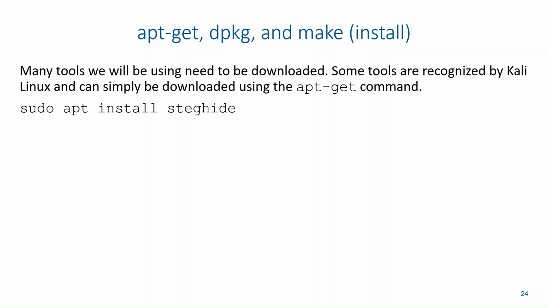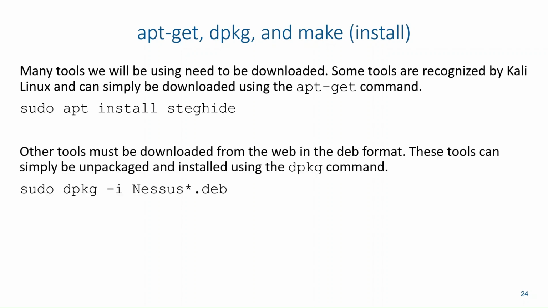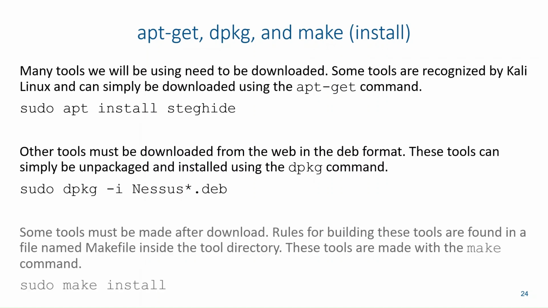For example, one of the applications we're going to use later on is for steganography, and that's called steghide. Just running this one line of command is going to install that application. Some applications are downloaded directly from the web in the DEB format. In order to unpackage and install these files, we need to use the dpkg command. So we'd say sudo dpkg -i to install the Nessus installation. Additionally, some tools need to be made after they are downloaded, and that's using sudo make install.